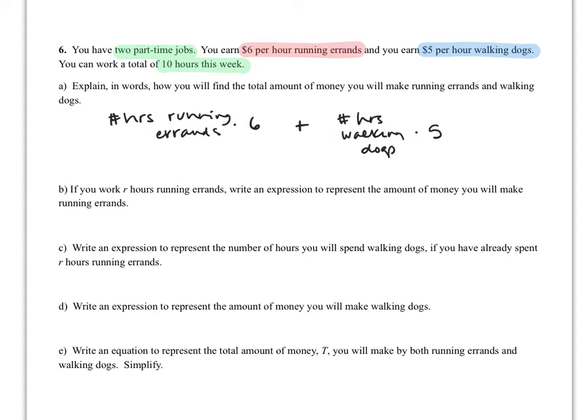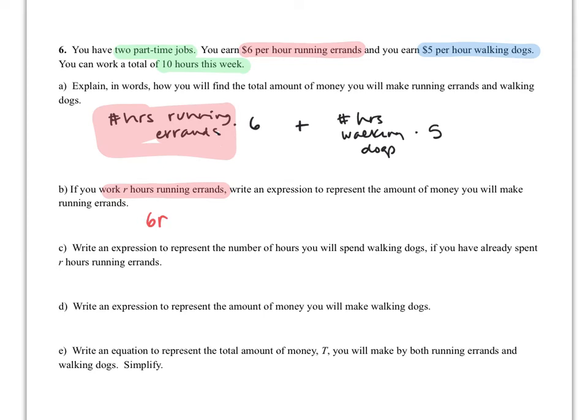So the next thing that I notice is that they assign me a variable, which is the variable R for running errands. And so that's pretty simple. It can take this space right here. So rather than using all these words, I can do $6 per hour times our number of hours running errands. So this is the expression I would use to find my money that I make from running errands. So if it was maybe 7 hours running errands times 6, I would get $42.